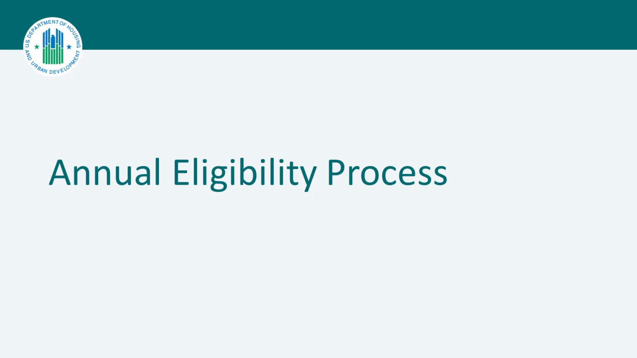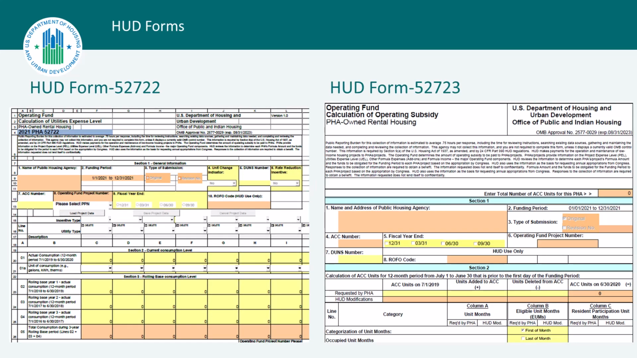We will discuss the annual processing cycle as two intertwined processes, the annual eligibility process and the annual funding process. First, we will explain the annual eligibility process. Much of the process for requesting and receiving operating subsidy revolves around two specific HUD forms. HUD Form 52722, titled Operating Fund Calculation of Utilities Expense Level, and HUD Form 52723, titled Operating Fund Calculation of Operating Subsidy.